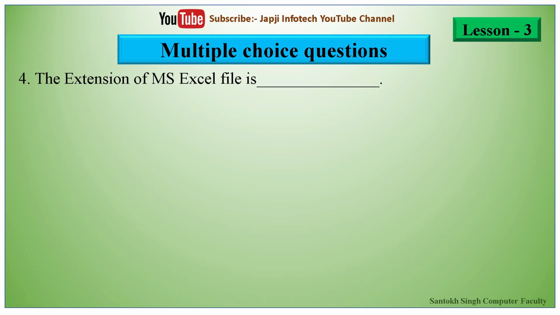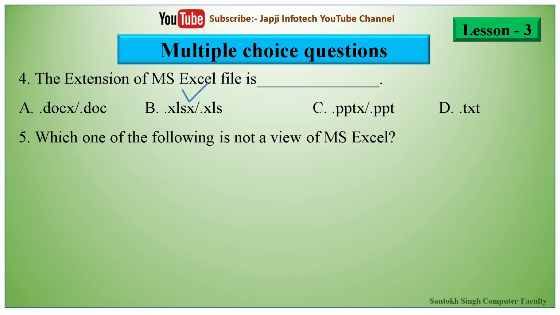And the fourth one is, the extension of MS Excel file is dash, and their options are .docx or .doc, .xlsx or .xls, and third one is .pptx or .ppt, fourth one is .txt. So the extension of MS Excel file is .xlsx or .xls. Fifth one is, which one of the following is not a view of MS Excel?